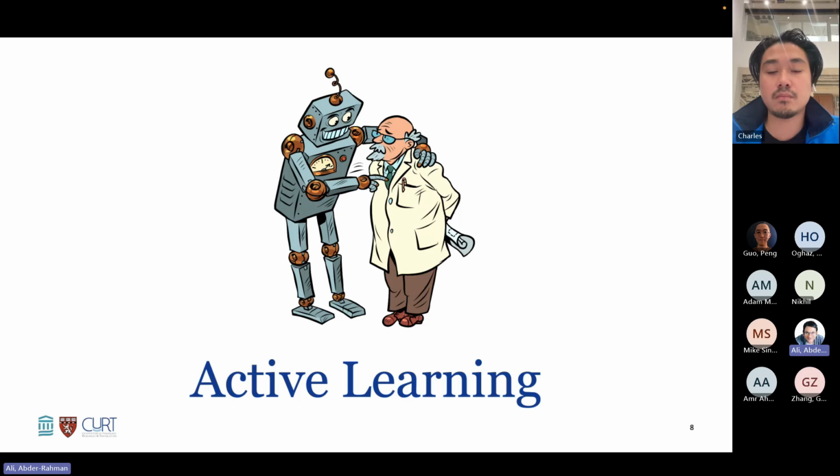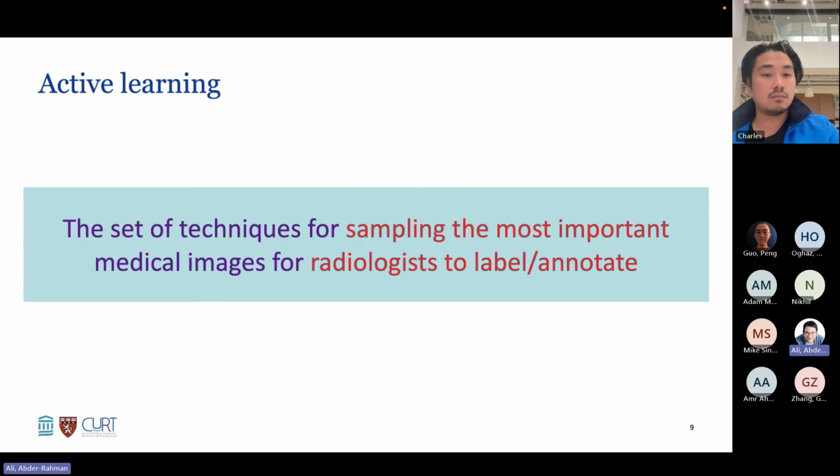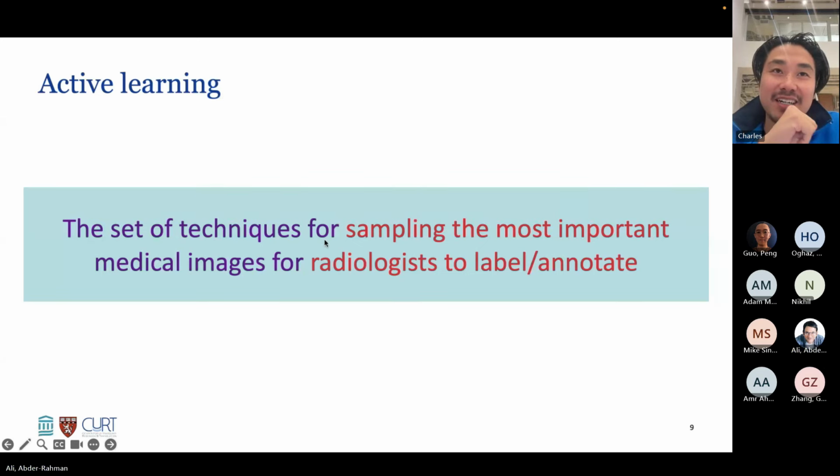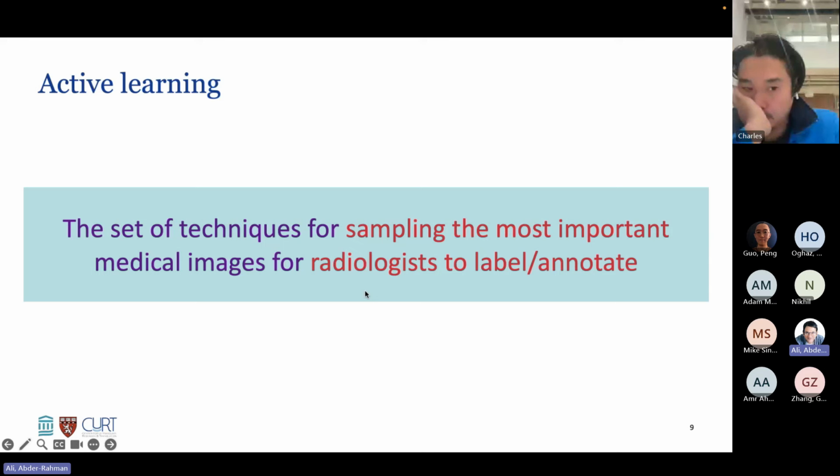So let's give a definition for active learning. Active learning are the techniques that we use to sample data. As you saw in the previous slide, those techniques will help us to sample the data that matters for the radiologist to label or annotate. So that's active learning. And from now on, that's the change in our mindset in this tutorial.